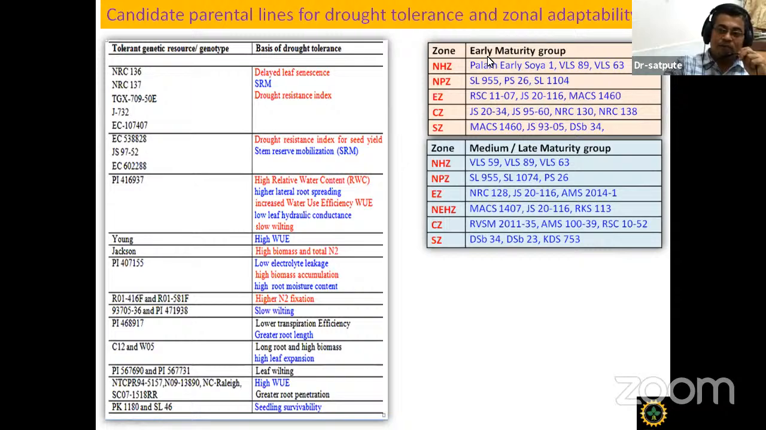So there is an early maturing group. This is in the Indian context, and you can see there are different zones like North Hill Zone, North Plain Zone, Eastern Zone, Northeastern Hill Zone, Central Zone, and South Zone. These are recently released varieties. There are again two groups, early maturity group and medium to late maturity group, and accordingly these genotypes are crossed to get the target achieved.